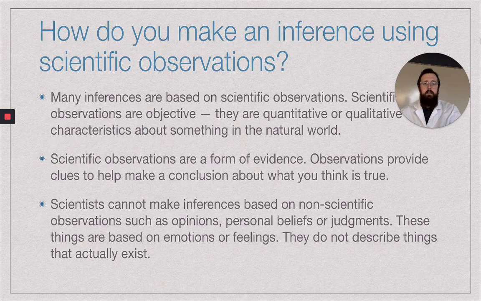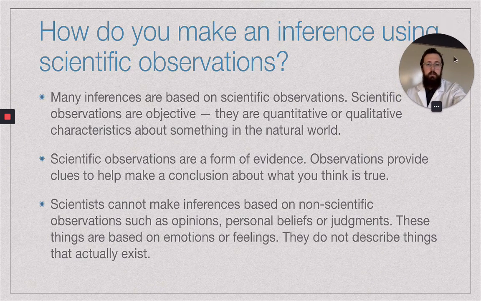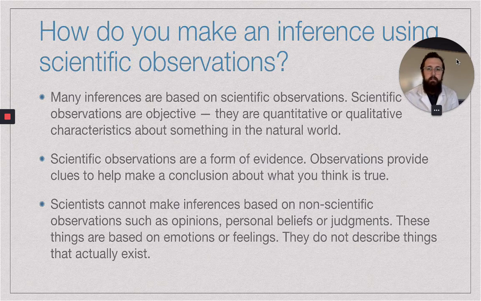Okay. So how do you make an inference using scientific observations? Many inferences are based on scientific observations. Scientific observations are objective. They are quantitative and qualitative characteristics about something in the natural world. Remember, quantitative means that we can have a quantity of something. We can have a number value, a measurement of some sort, whether you measure the length of something, the weight of something, there's some sort of number value.